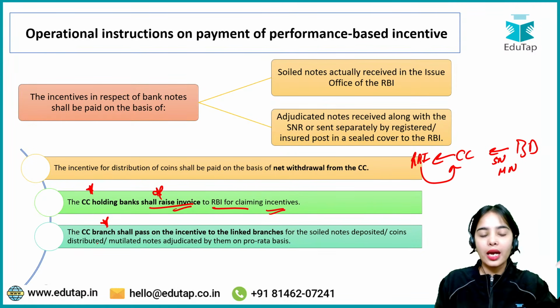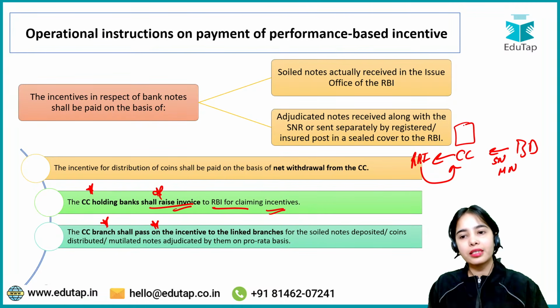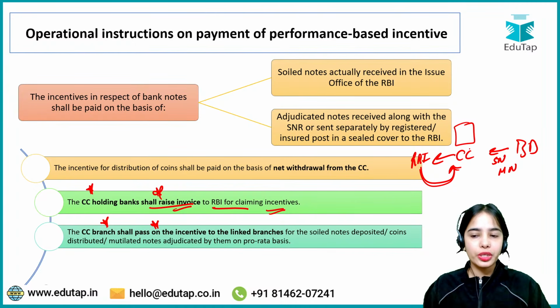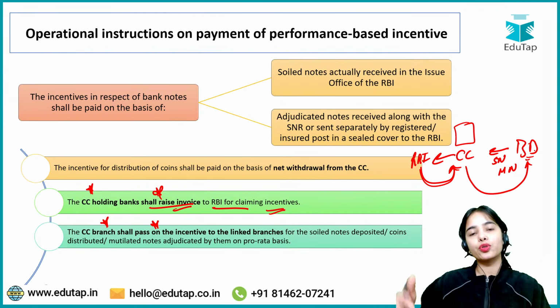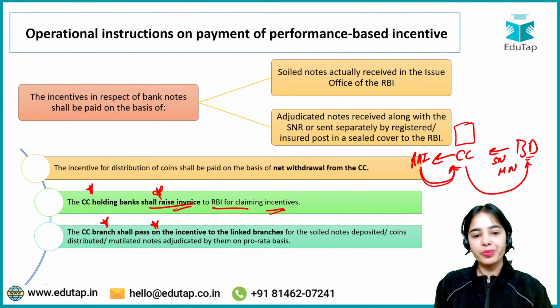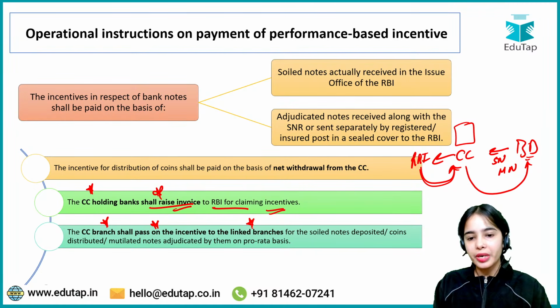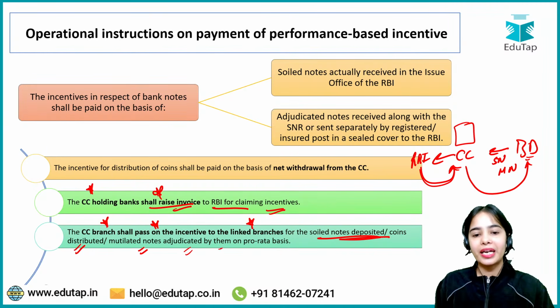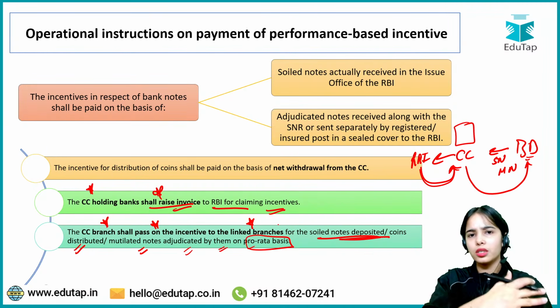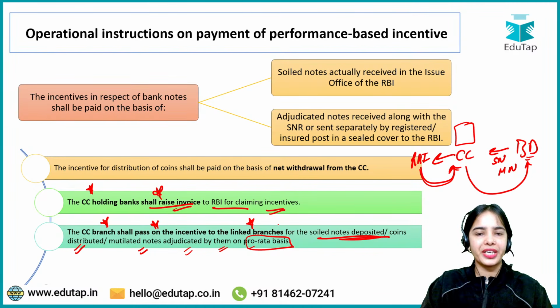Now the currency chest branch shall pass on the incentive. The currency chest branch has raised the invoice and has got the incentive for all the soiled notes and all the mutilated notes, and it has the responsibility to transfer the incentives to the bank branches. So the currency chest branch shall pass on the incentive to the linked branches for the soiled notes deposited, coins distributed, or mutilated notes adjudicated by them, on a pro rata basis at the same rate at which the RBI is providing the incentive.